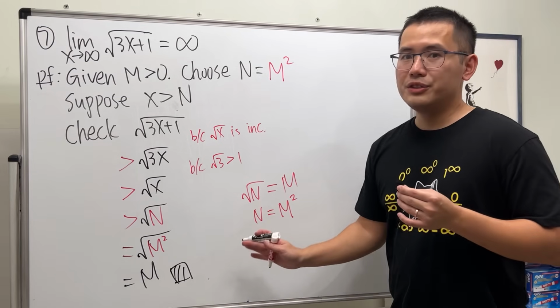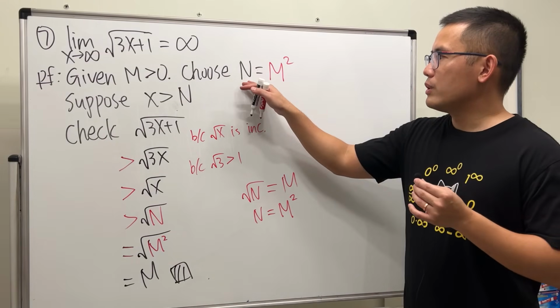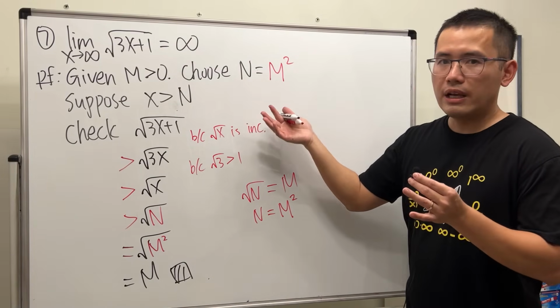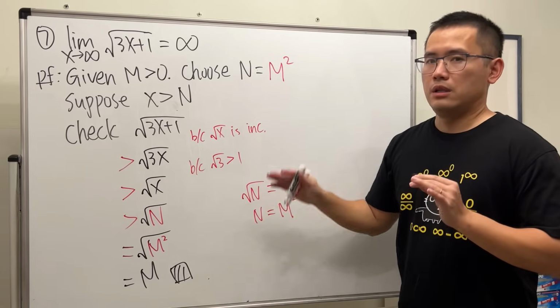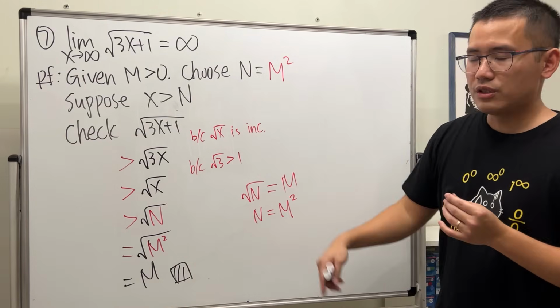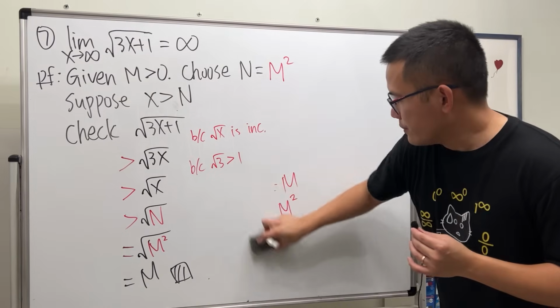Okay, so this is legitimate. You may see some people, they have different n. As long as all the inequality works, all the proofs, like, it's legitimate. Cool.